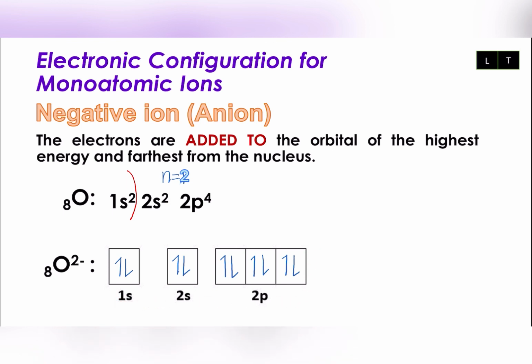So that's it for this video. I hope you learned a method for how to write the electronic configuration, whether they give you an element as any specific atom in its ground state or as an ion. So please read the questions carefully, and I know you can do that.